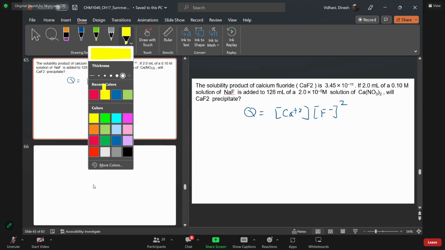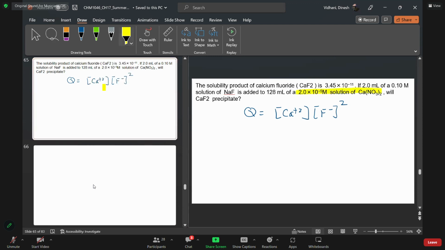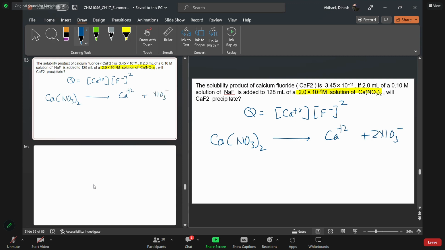So we are given the concentration of calcium nitrate. Let me write down that equation for you. Calcium nitrate gives you calcium ions plus nitrate ions, and it's 2 nitrate ions. Are we given the strength of calcium nitrate? Yes, we are given that.